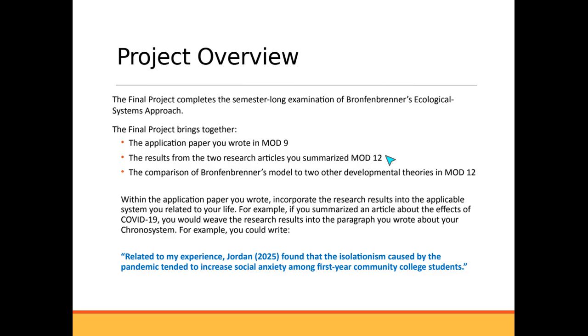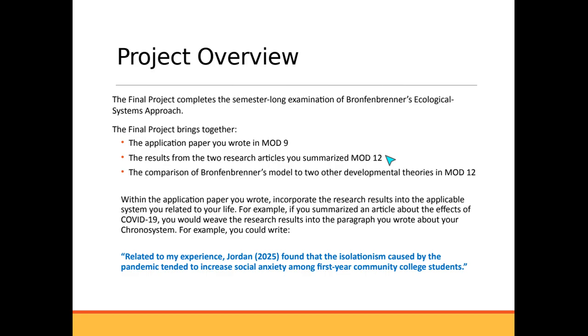And then you'll add that paragraph, maybe you wrote 2 paragraphs, but add the comparison that you did with Bronfenbrenner's model to the 2 other developmental theories. You just wrote that in Module 12 as well. So you've written the components of this project. We're just putting them together now in the final project.